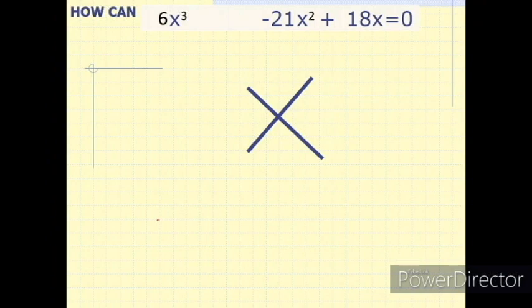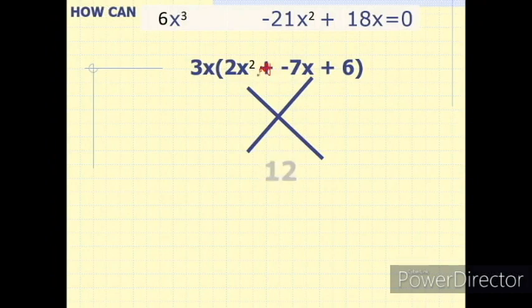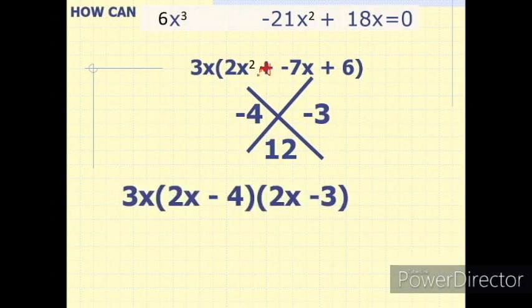Now be careful what you can factor out, because I can obviously factor out x, but I can also factor out 3. So when I factor out 3x, I get 2x squared minus 7x plus 6. I do it the same way I normally would. 2 times 6 is 12. I want 2 numbers that multiply to give you 12, but add to give you minus 7. So it'll be minus 4 and minus 3. 3x brackets 2x minus 4, 2x minus 3.